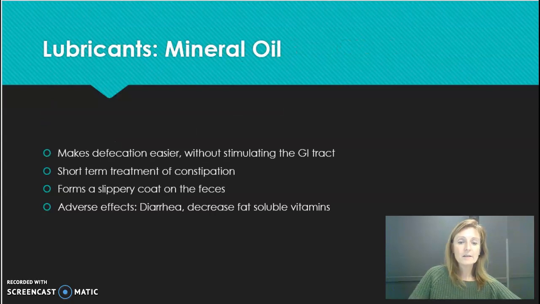The other lubricant medication that we use is mineral oil. What that does is it just makes defecation easier. It's not stimulating the GI tract. It's just kind of forming this slimy coat on the poop and helps it come out easier. So it's another short-term treatment for constipation.